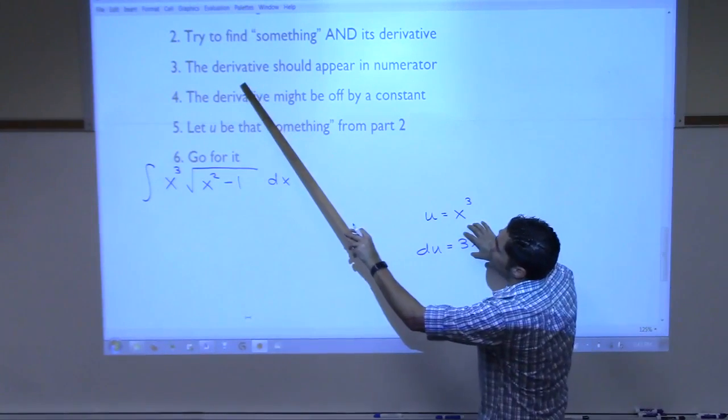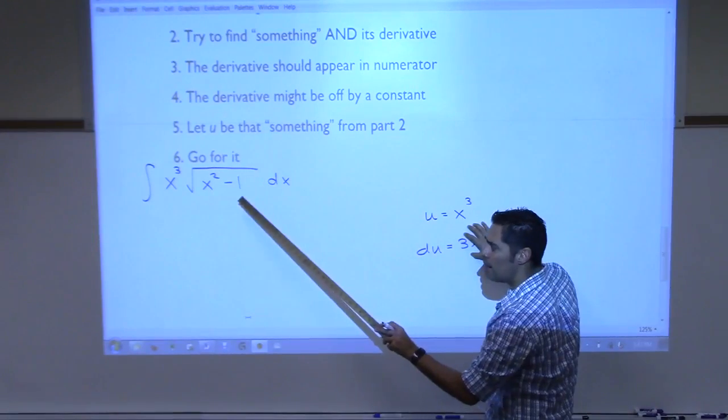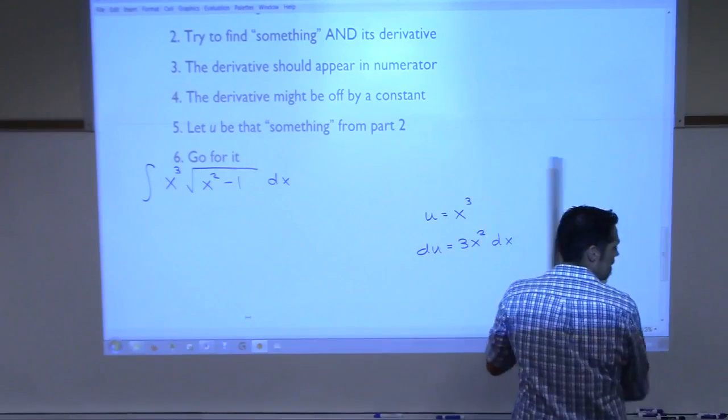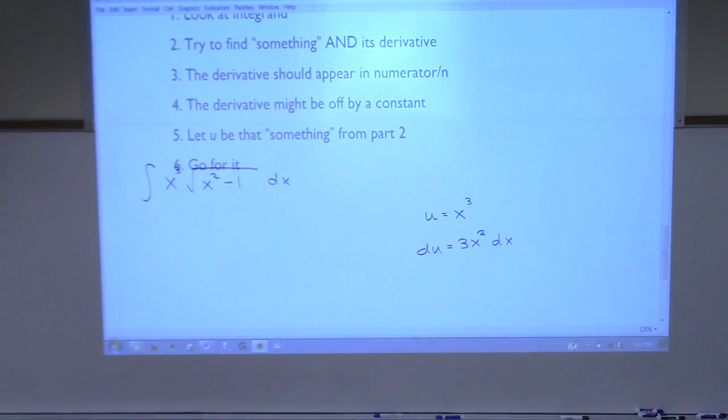The derivative should appear in the numerator, which it does, but I said not only numerator, and I should edit my notes. It can't be trapped, okay? That's the main idea on that point, that number 3. Let's go ahead and just edit that now. Should be in numerator, not trapped.